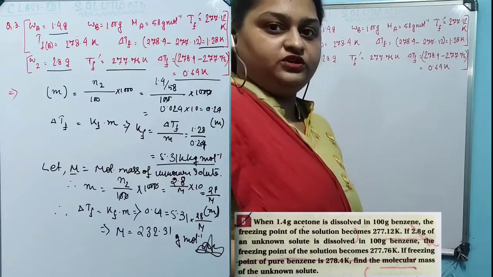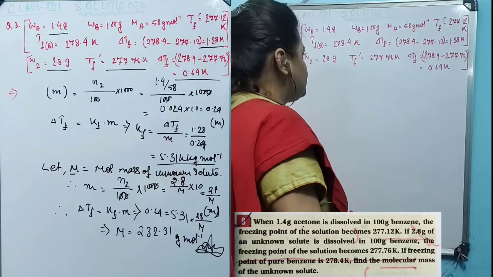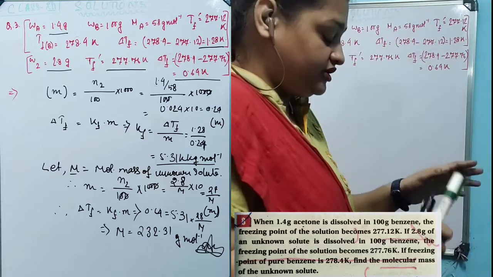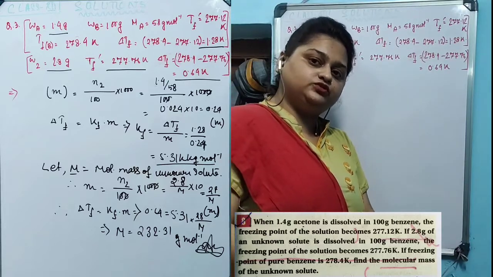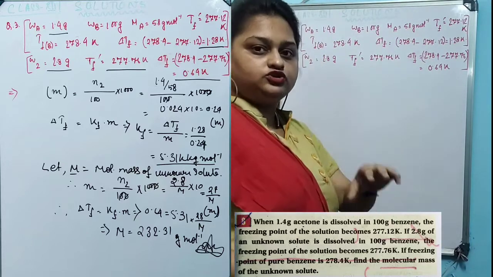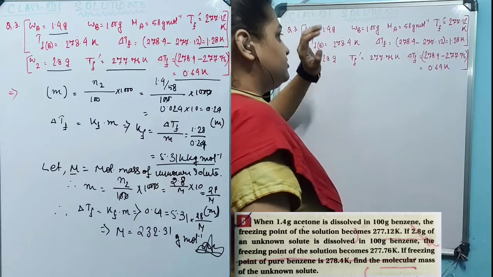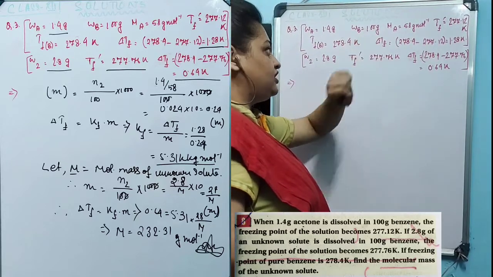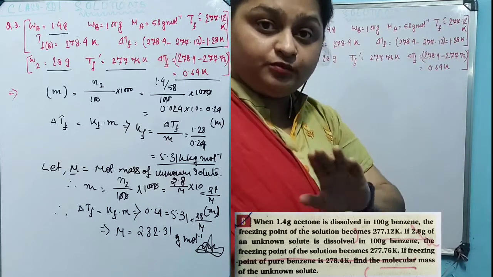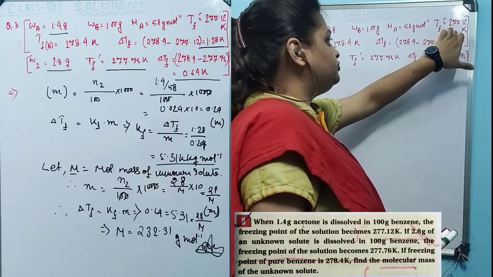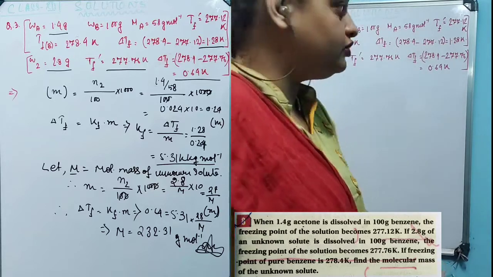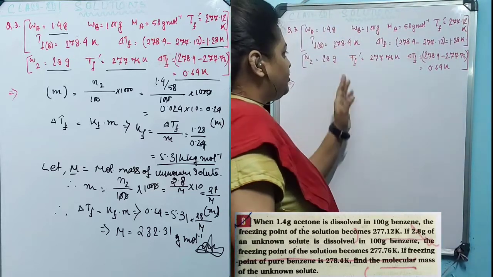In the next mathematical problem, the information that they had given is two sets of information. The first set of information is that acetone has been dissolved in benzene and a solution is made. The information for that solution preparation is that 1.4 gram of acetone has been dissolved in 100 gram of benzene, and the freezing point of the solution has been found to be 277.12 Kelvin. The freezing point of pure benzene is also given, which is 278.4 Kelvin.